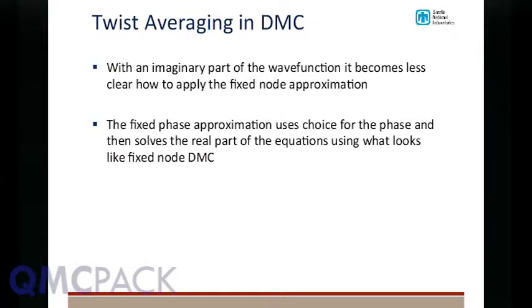So we're going to have to apply something like a fixed node approximation. It's pretty easy to do that. Imagine where the wave function goes to 0 when everything's purely real. Something complex, it's a little more difficult. So you've got an imaginary part of the wave function. There's a method called the fixed phase approximation that basically uses a choice for the phase as something you put in, and then you solve the real part of the equations in what looks like fixed node diffusion Monte Carlo.